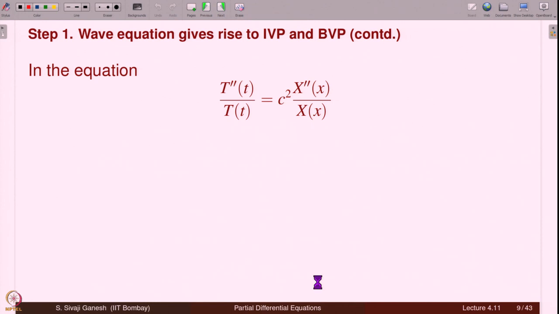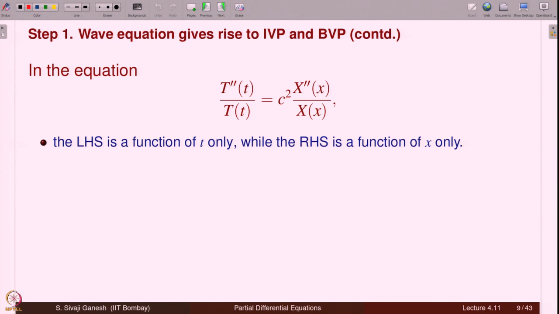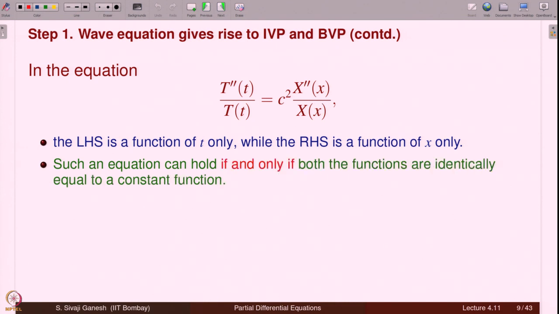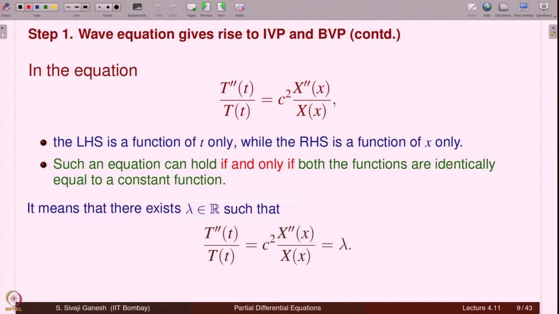Now, if you observe in this equation, the left hand side is a function of t only, because it depends only on t: T of t, T double dash of t. So, it is a function of t only, and the RHS is a function of x only. So, a function of t only equal to a function of x only. So, the only possibility is that they are constant functions. So, both functions are equal to a constant function.